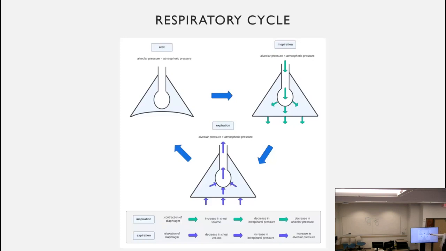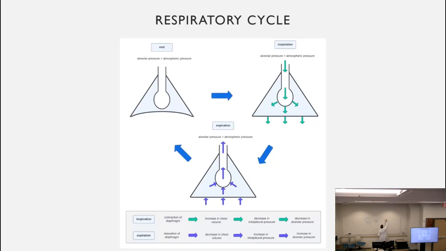The pressure that we have here and the pressure that we have here, remember it's normally at rest minus 5. If I make the intrapleural pressure drop to minus 8, I'm increasing the difference. So the alveoli will follow. If I relax the diaphragm, I'm going to go from minus 8 to minus 5 again. So the lungs are going to collapse. Expand, collapse. Expand, collapse. Go back to resting, recoil.